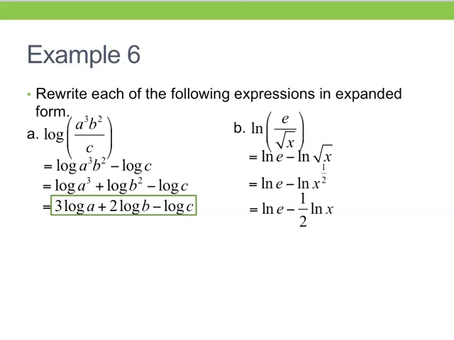Now, if there's anything you can simplify from having expanded this, you can. Ln of e, remember, is equal to 1, right? So e to the first is equal to e. So 1 minus 1/2 ln of x, and that is your expression in expanded form and simplified.